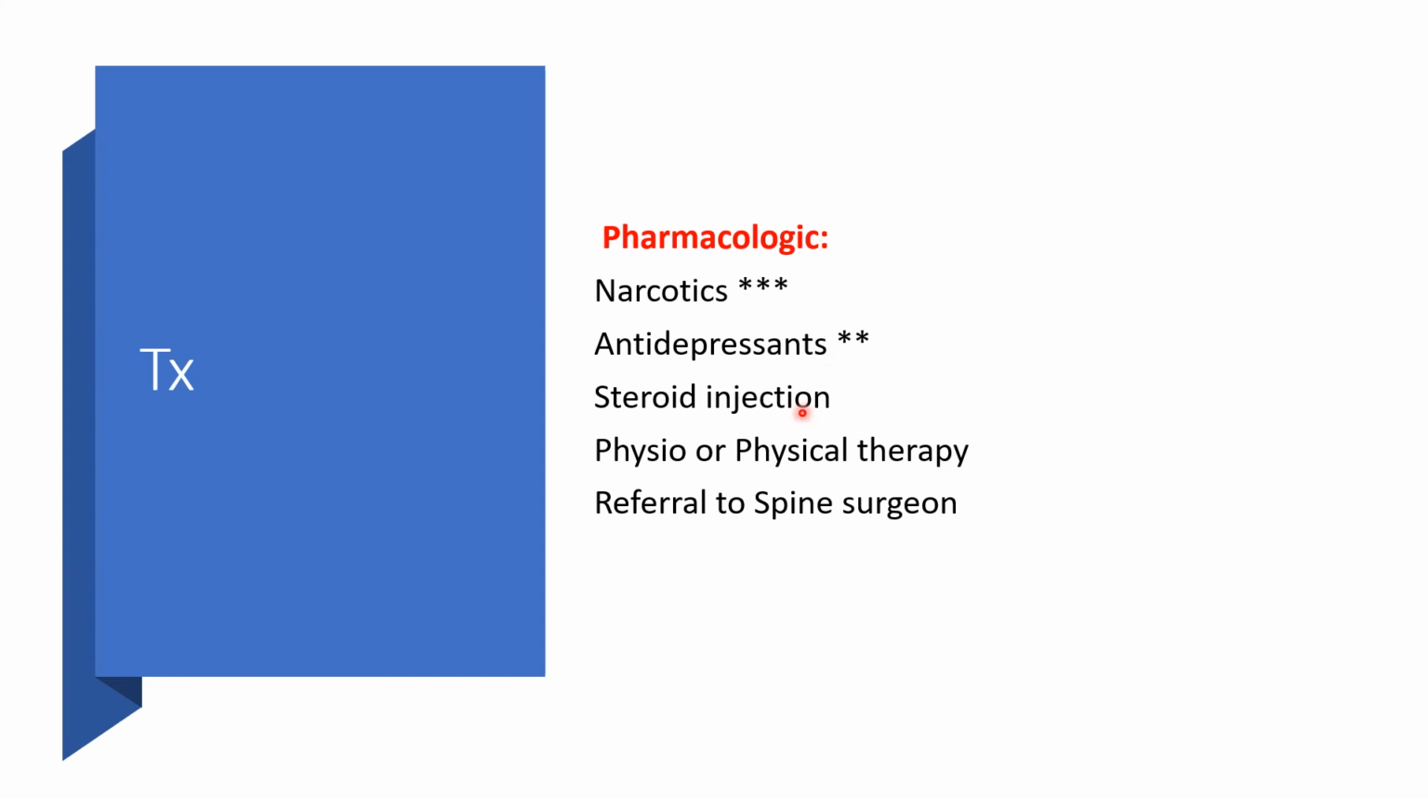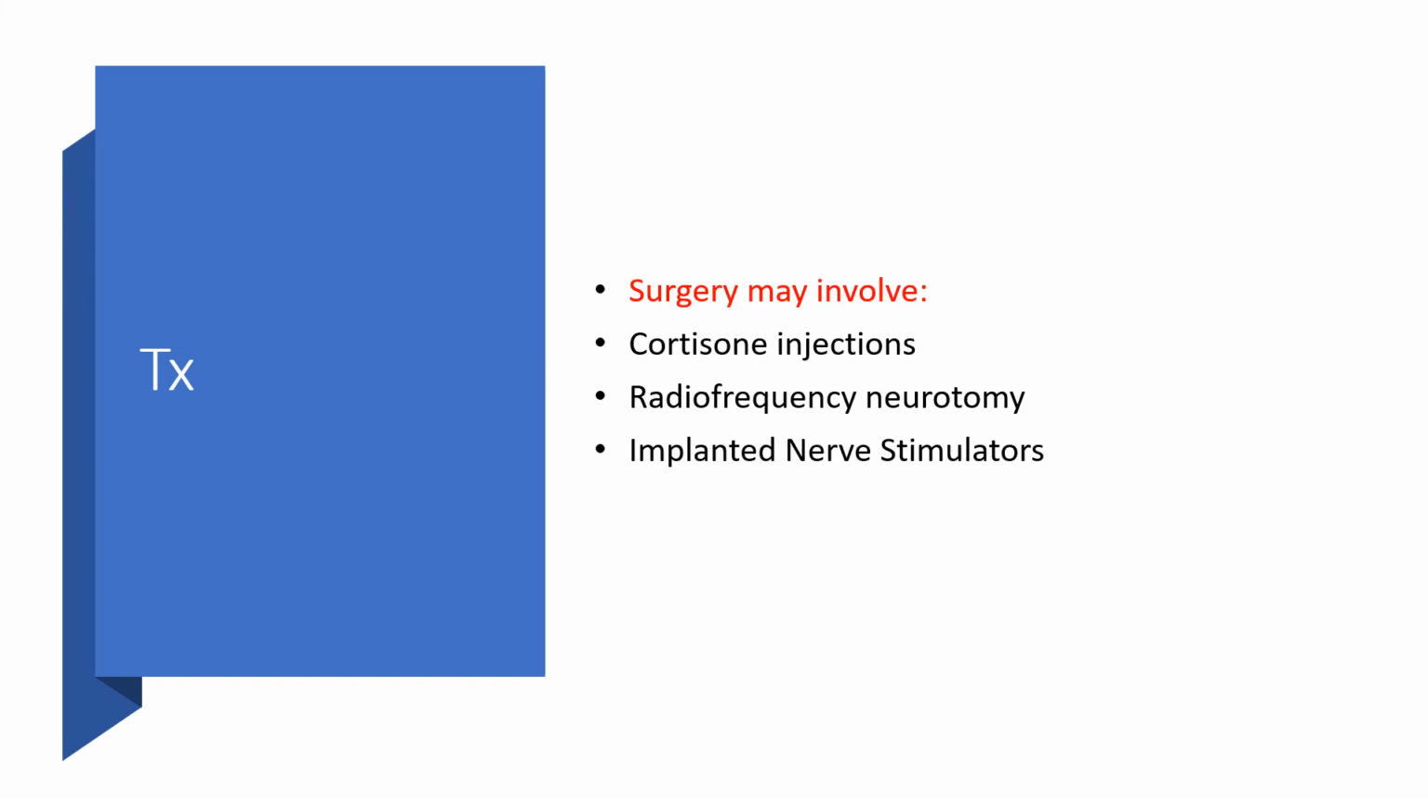Some go on to steroid injection. Then physiotherapy or physical therapy is the same, just one is used in the UK, one is North America. And then you refer to spine surgical unit for intervention by spine surgeon, in that order. Surgery may involve cortisone injections, radiofrequency neurotomy, or implanted nerve stimulators.